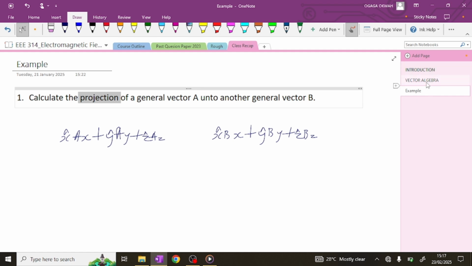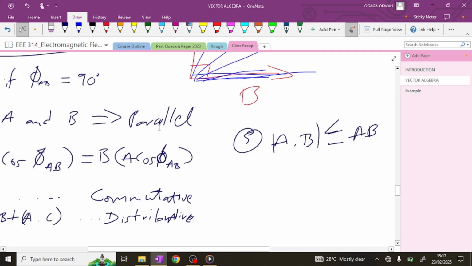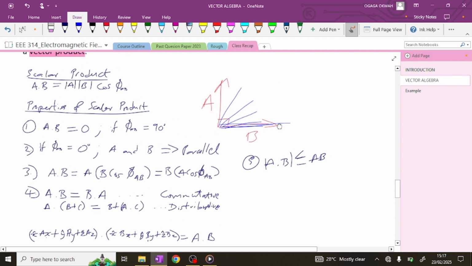From our last video we talked about the properties of a scalar product, and we mentioned that the dot product can be seen as the magnitude of vector A multiplied by the magnitude of the projection of vector B on A, or vice versa, vector A on B. So the idea here is: what do we even mean by projection? I'm going to explain that, but let me just add this.